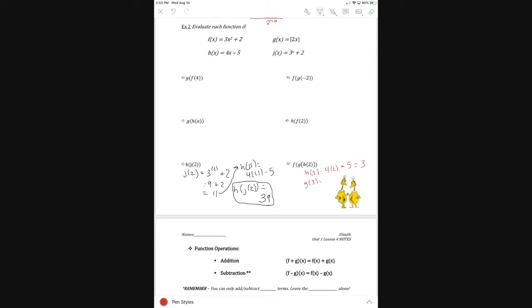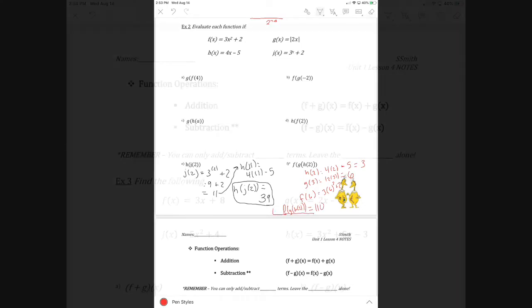So then we're going to plug that 3 into the g. So g of 3 is 2x in absolute value. So 2 times 3, which is going to be 6. Then we're going to plug in for our last one, f of 6. So you're going to have 3 times 6 squared plus 2. So we're going to end up with 3 times 6 times 6, which is going to be 36. So 3 times 36 plus 2. And that's going to give us f of g of h of 2 equals 110.